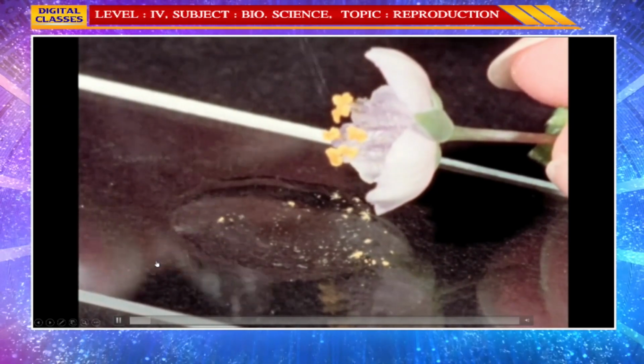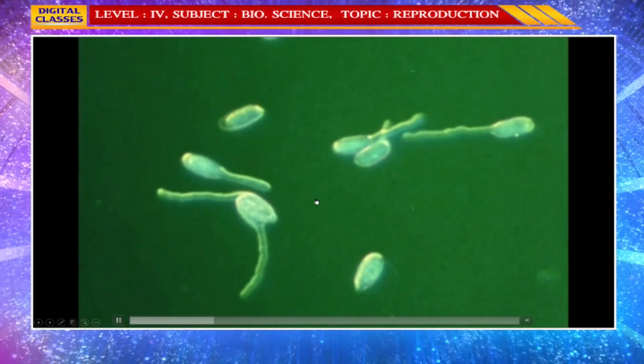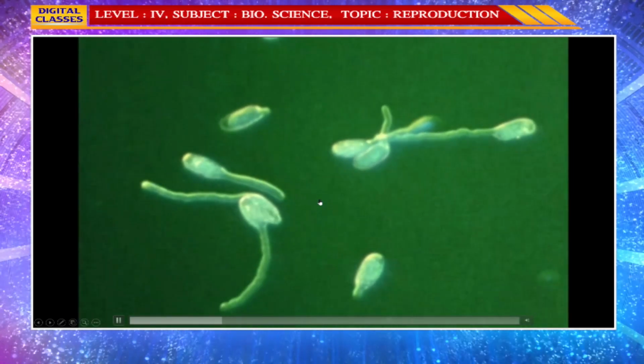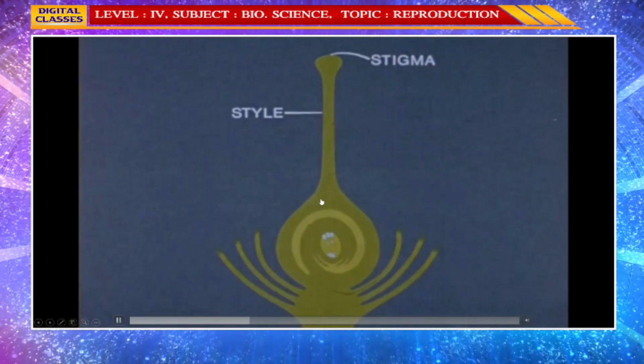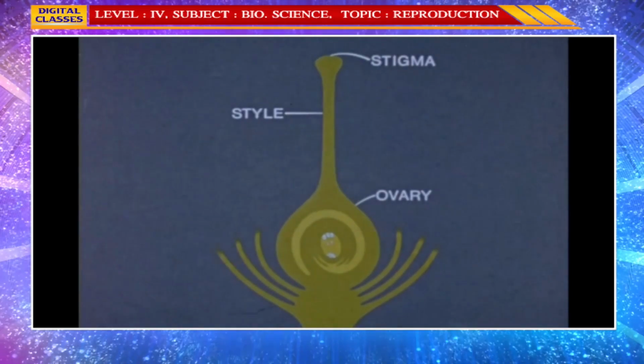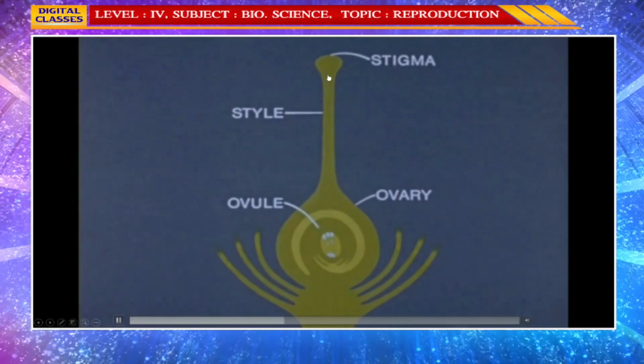What happens to the pollen grain after pollination? Here you can see, as you know, the pistil has 3 parts, that is ovary, style and stigma. Ovary produces ovules, that is female gametes. Stigma has some substances which promote the germination of pollen grains.